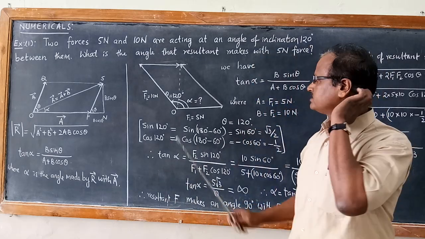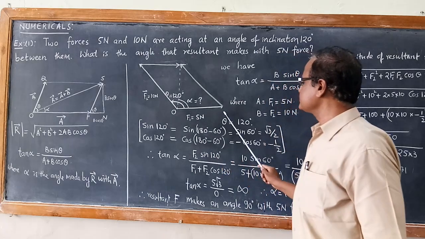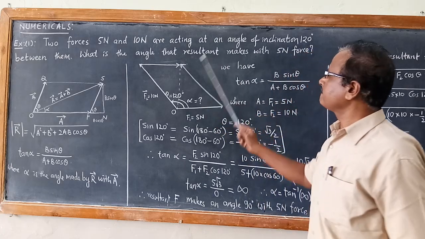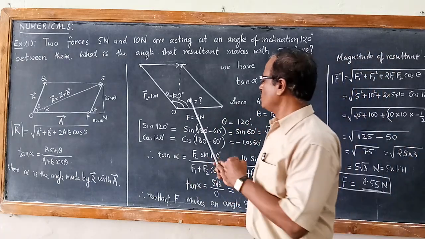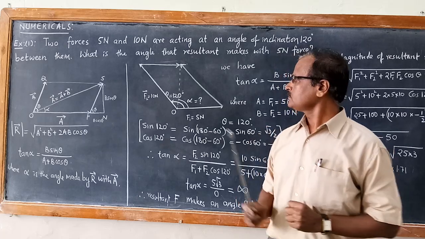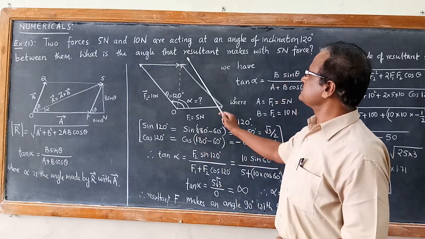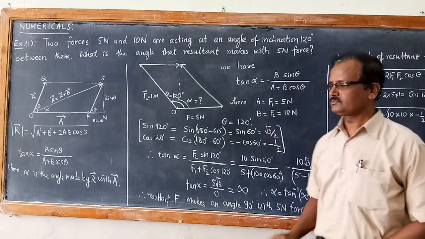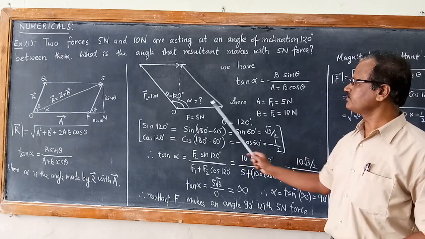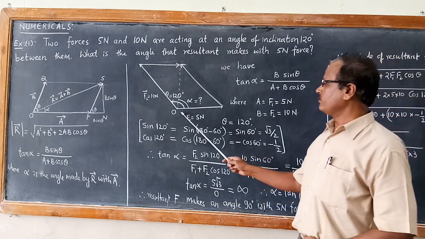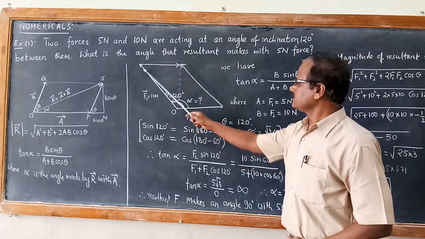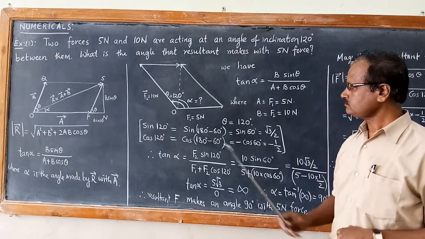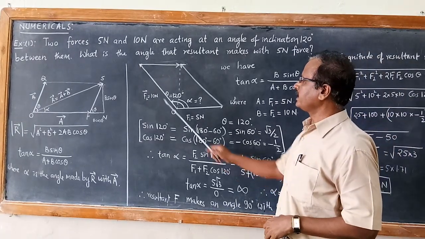There are two forces. The 5 Newton force I have drawn like this and the 10 Newton force like this, because the angle of inclination between the forces is 120 degrees. If that is so, what is the angle the resultant makes with the 5 Newton force? So we have to construct the force vectors, and we have to construct a parallelogram.